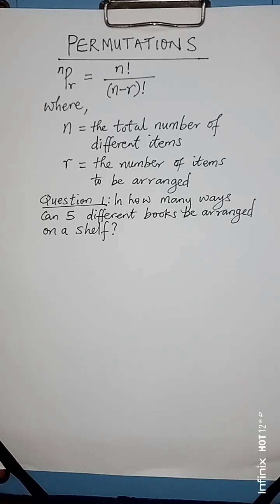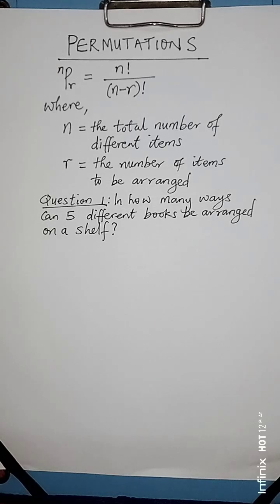The formula is given as nPr equals n factorial divided by (n minus r) factorial. The n is the total number of different items, and the r is the number of items to be arranged. To help us understand this, let's look at question number one. In how many ways can five different books be arranged on a shelf?